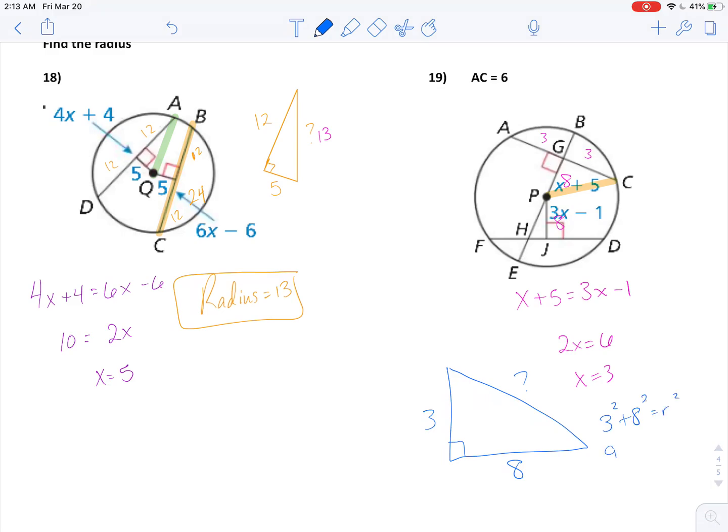So 3 squared plus 8 squared equals the radius squared. 9 plus 64 equals radius squared. 73 equals r squared. So that radius is root 73. And I don't believe that we could simplify that any farther. 73 is a prime number, so is 37. That's pretty cool. So we're just going to leave it as root 73 for right now.